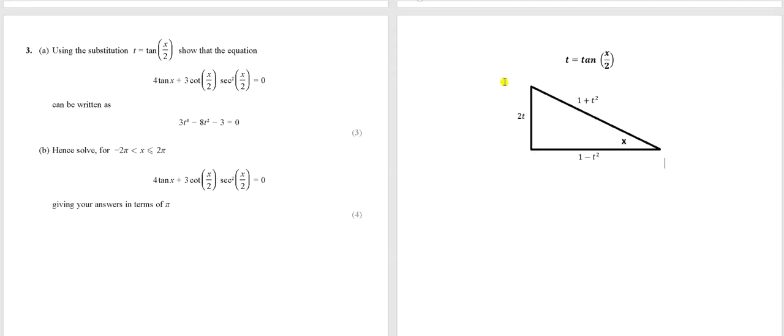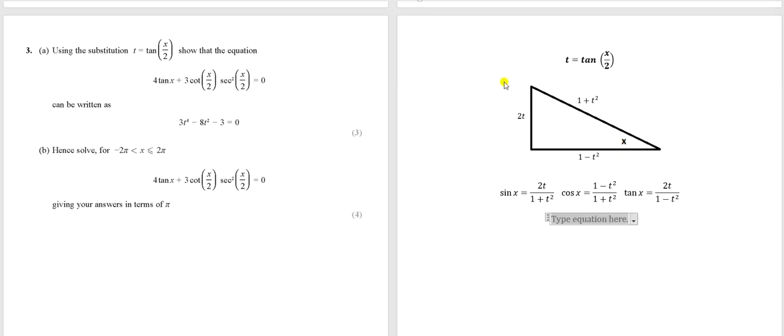We end up with a formula for sine x, which is just 2t over 1 plus t squared, opposite over hypotenuse. We get cos x, which is going to be 1 minus t squared over 1 plus t squared. That's adjacent over hypotenuse. And finally tan x, which is going to be opposite over adjacent, which will be 2t over 1 minus t squared. So now we've got those sorted and ready for us to use.